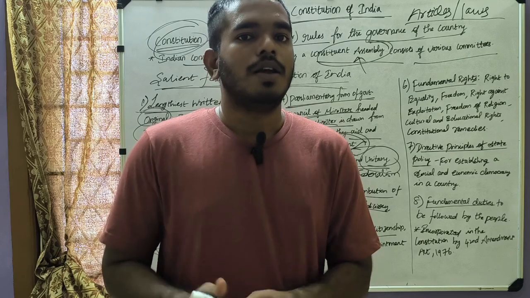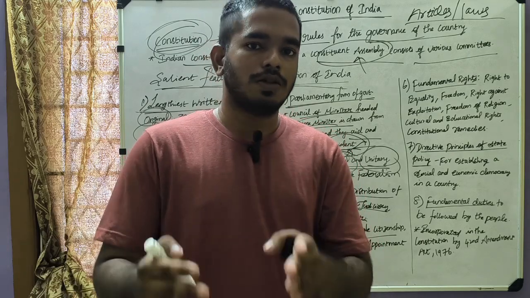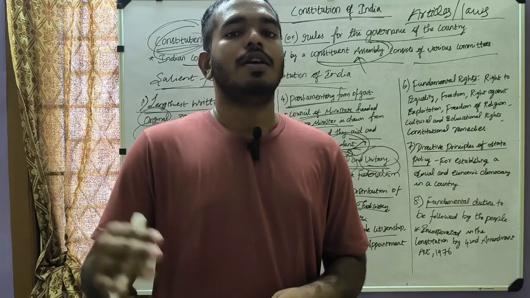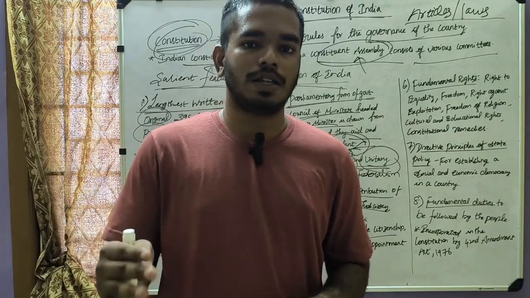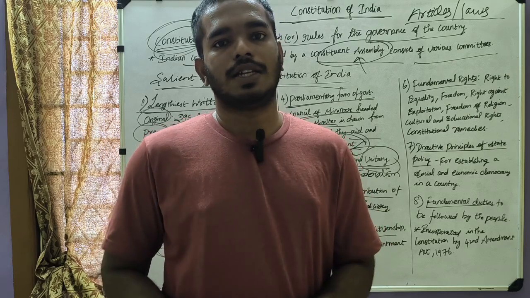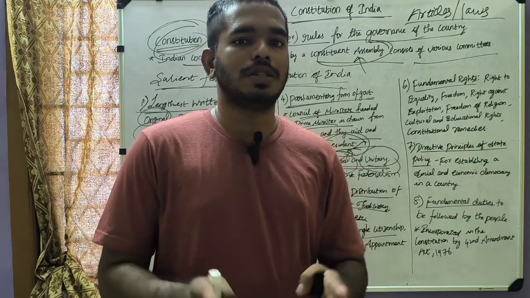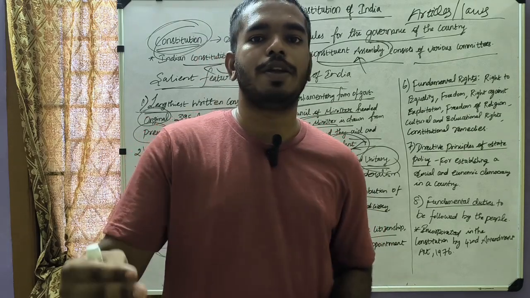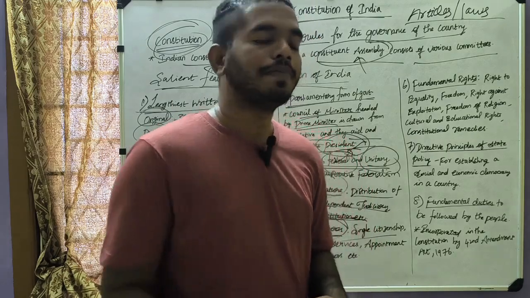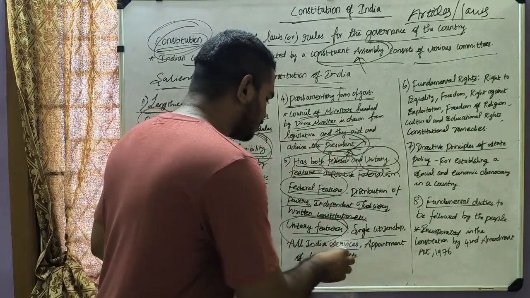Take for example, a person from Maharashtra is also an Indian citizen. He cannot be termed as a Maharashtra citizen. A person from Telangana is only an Indian citizen. He cannot be termed as a Telangana citizen. A person from Tamil Nadu is also an Indian citizen. He cannot be termed as a Tamil Nadu citizen. So there is a single citizenship in the Indian constitution.